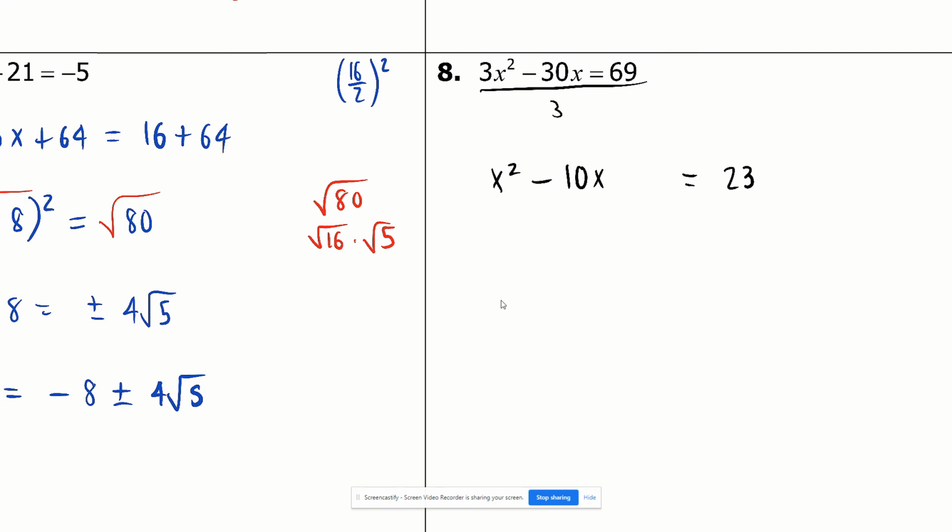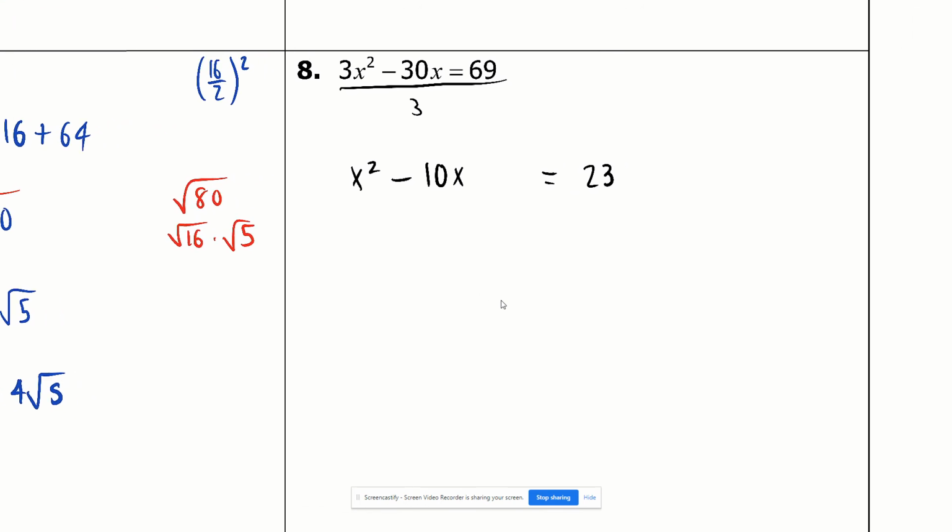69 divided by 3. So is my b value even? You betcha. So let's take that b value, negative 10, divided by 2, and square it. That's how we complete the square. Take b divided by 2 and square it. Well, 10 divided by 2 is negative 5. Negative 5 squared is positive 25, so we're going to add 25 to both sides.